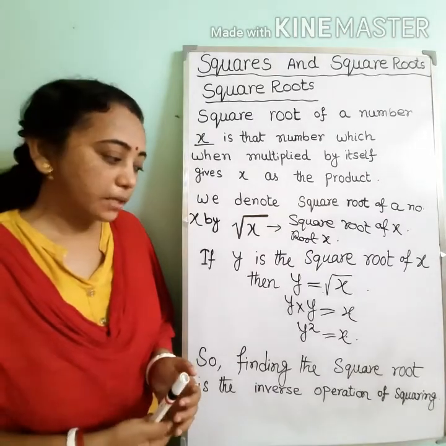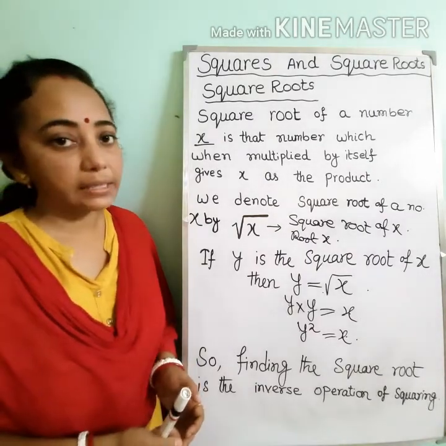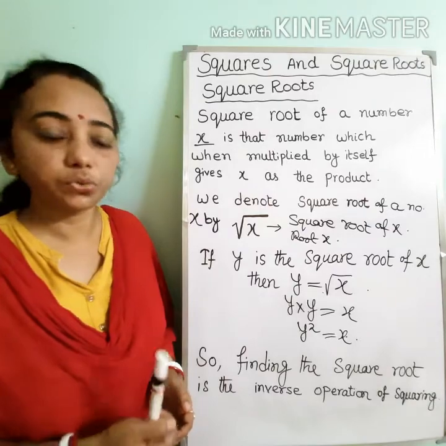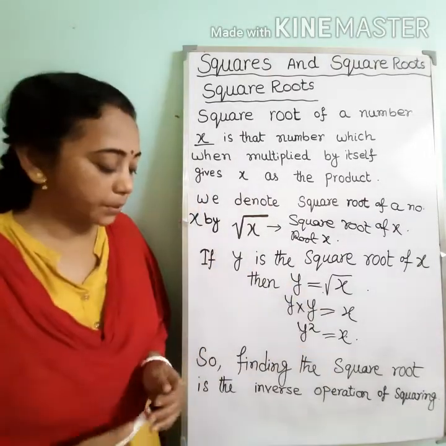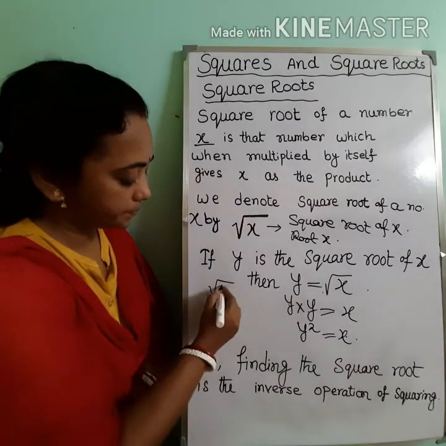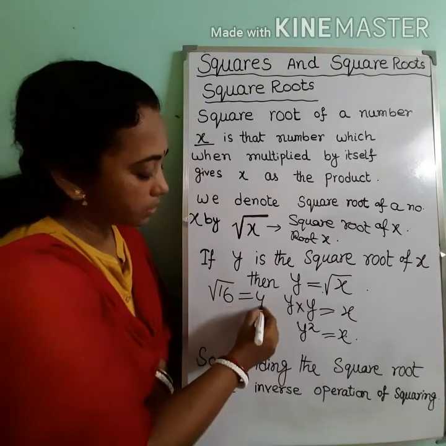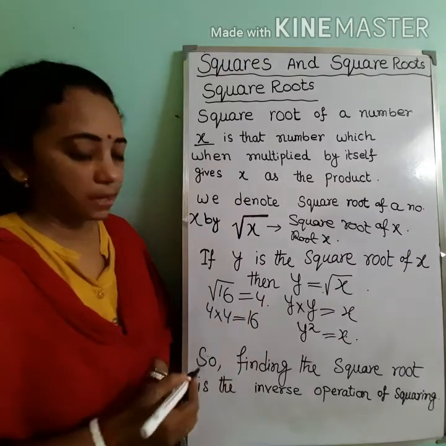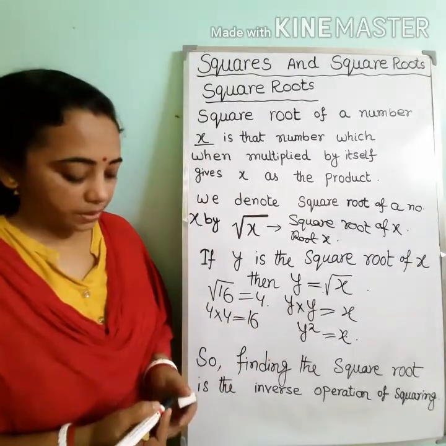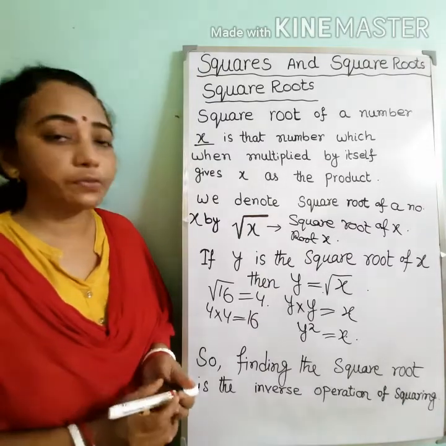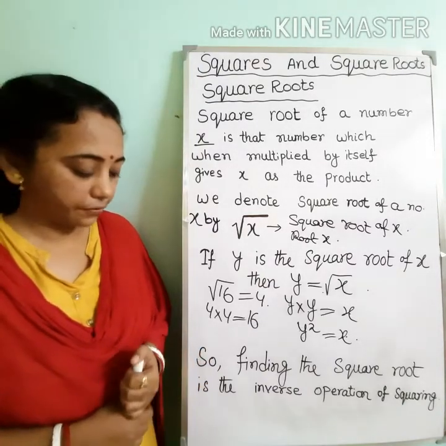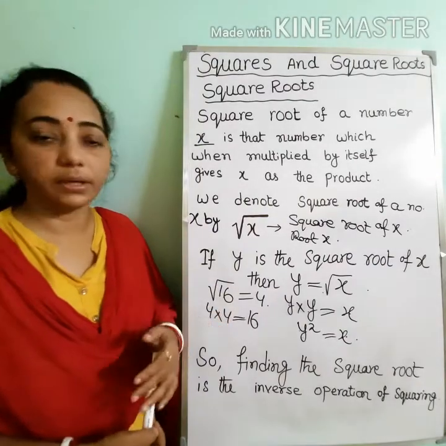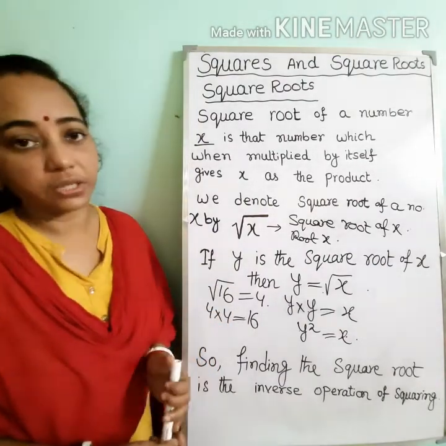If you multiply y by y, then you get the product x, and that means square of y is equal to x and square root of x is equal to y. So both are related to each other. For example, if I write square root of 16 is 4, it means that when 4 is multiplied by 4, we get the product 16. Similarly, square root of 25 is 5, so when 5 is multiplied by 5, we get the product 25. So finding the square root is the inverse operation of squaring. So both are related to each other.